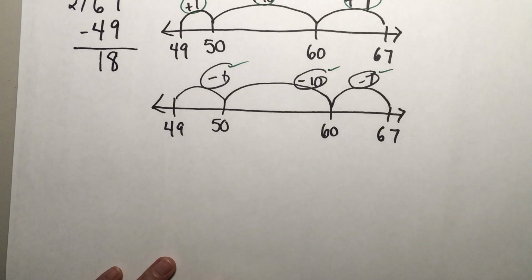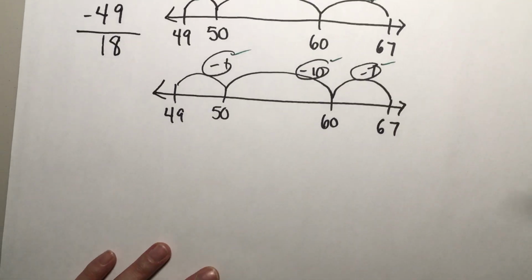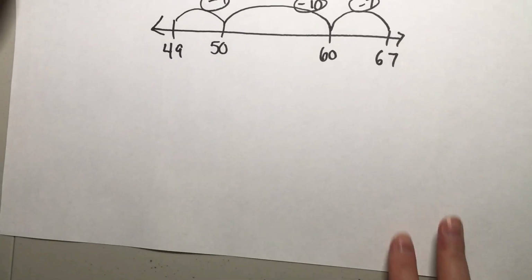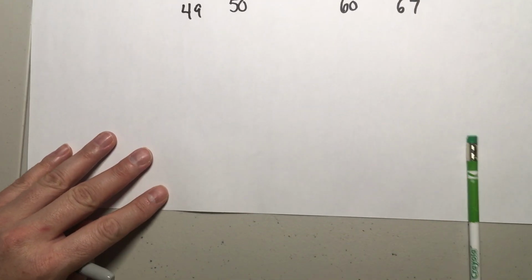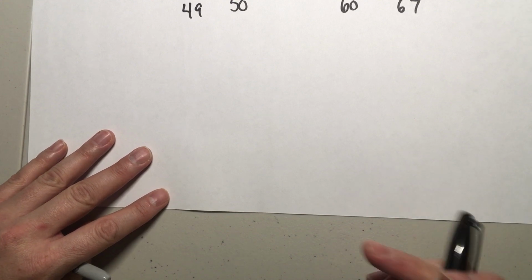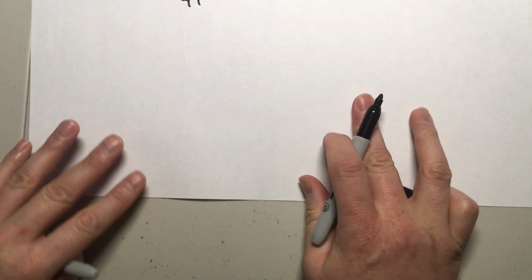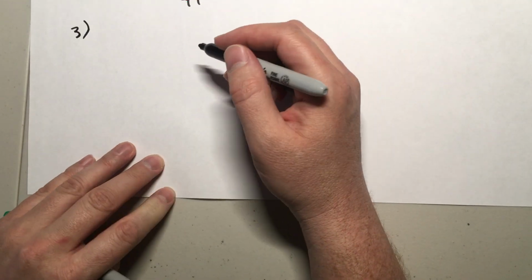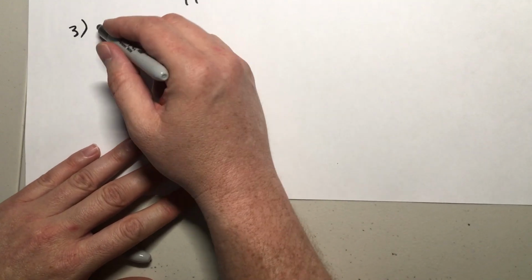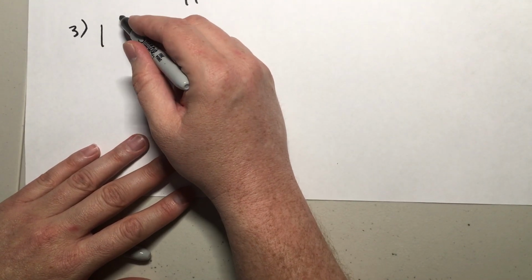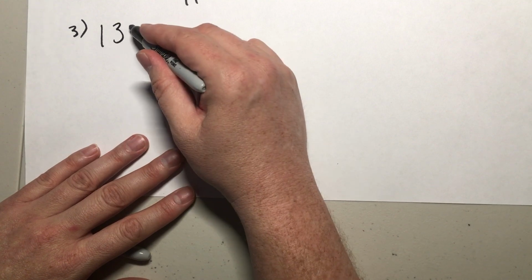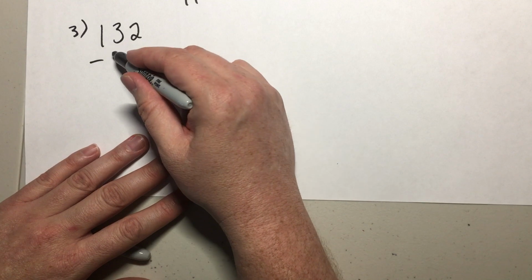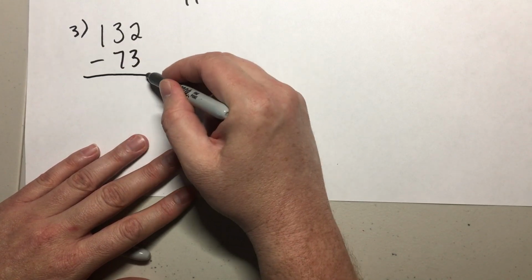Okay, let's take a look at an example here of higher numbers. So we'll get into the hundreds now. Let's just say 132 minus, how about 73? Okay.